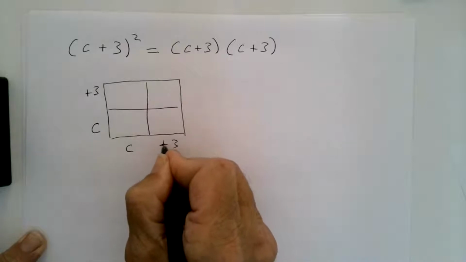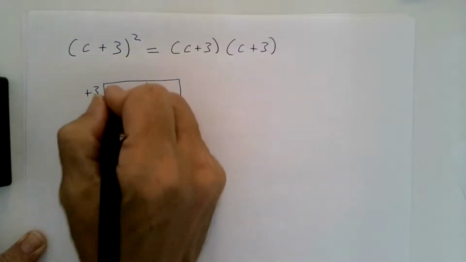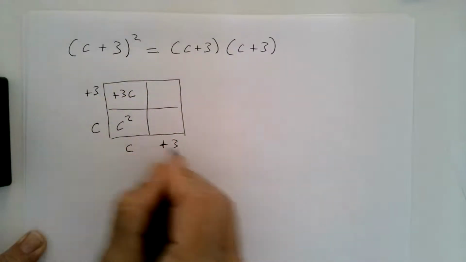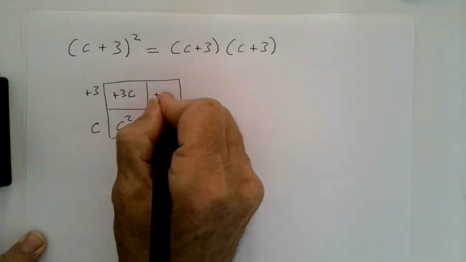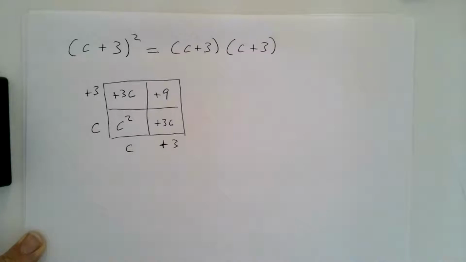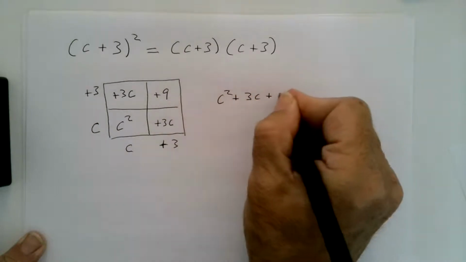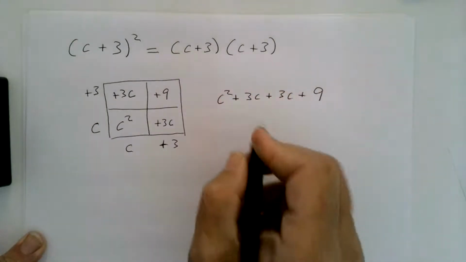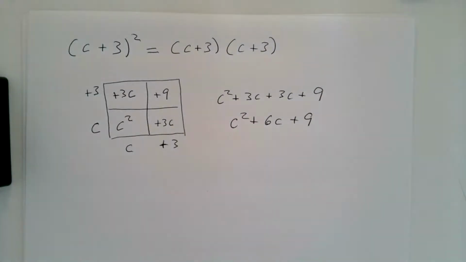So I have c plus 3 and c plus 3. C times c is c squared. Plus 3 times c is plus 3c. Plus 3 times c is plus 3c. Plus 3 times plus 3 is plus 9. So we can visualize what c plus 3 squared represents. Add all those pieces together: c squared plus 3c plus 3c plus 9, and I get c squared plus 6c plus 9. And it really is no more difficult for us to square a trinomial.